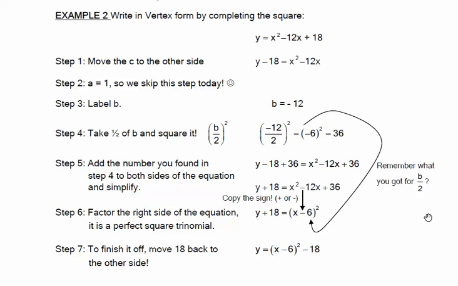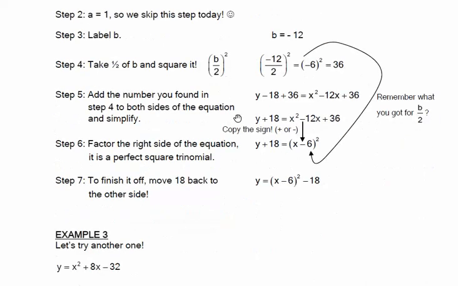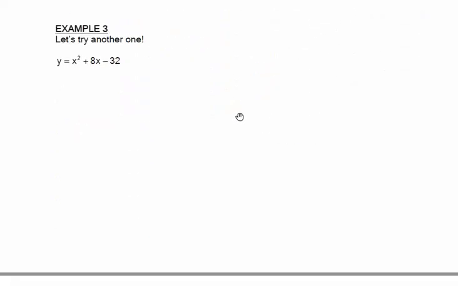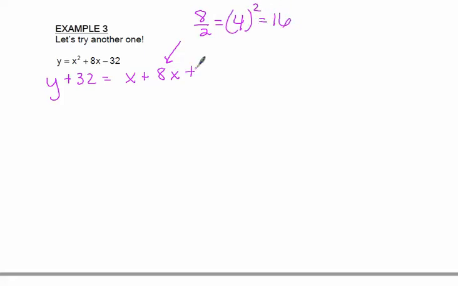We're going to scroll down. I'm going to do one more example with you, probably not with all the steps on the left. But let's try one more. So step 1 tells me to move that 32 over. So I'm going to get y plus 32 equals x squared plus 8x. Step 2 tells me to take the b, which is 8, divide it by 2, and square it, and I get 16. So I'm going to add 16 to both sides.